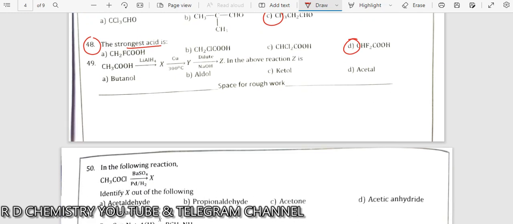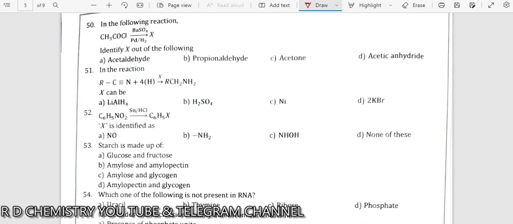Question number 49 is again from the carboxylic acid, lithium aluminum hydride, strongest reducing agent, and the final compound, option number B here. Question number 50 from the aldehydes and ketones. This is a Rosenmund reduction, and the answer is option number A. Question number 51, aldehydes chapter, or it can be from the haloalkane chapter or from the amine chapter. So reduction of the cyanides will give the amine. So the answer is option number A.